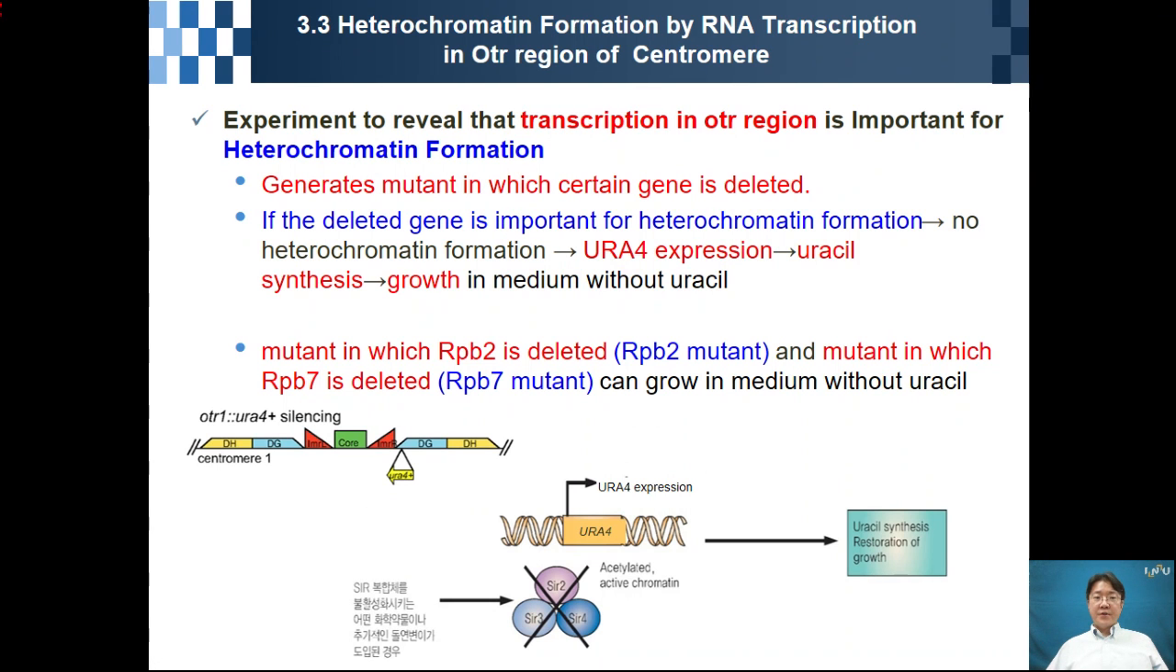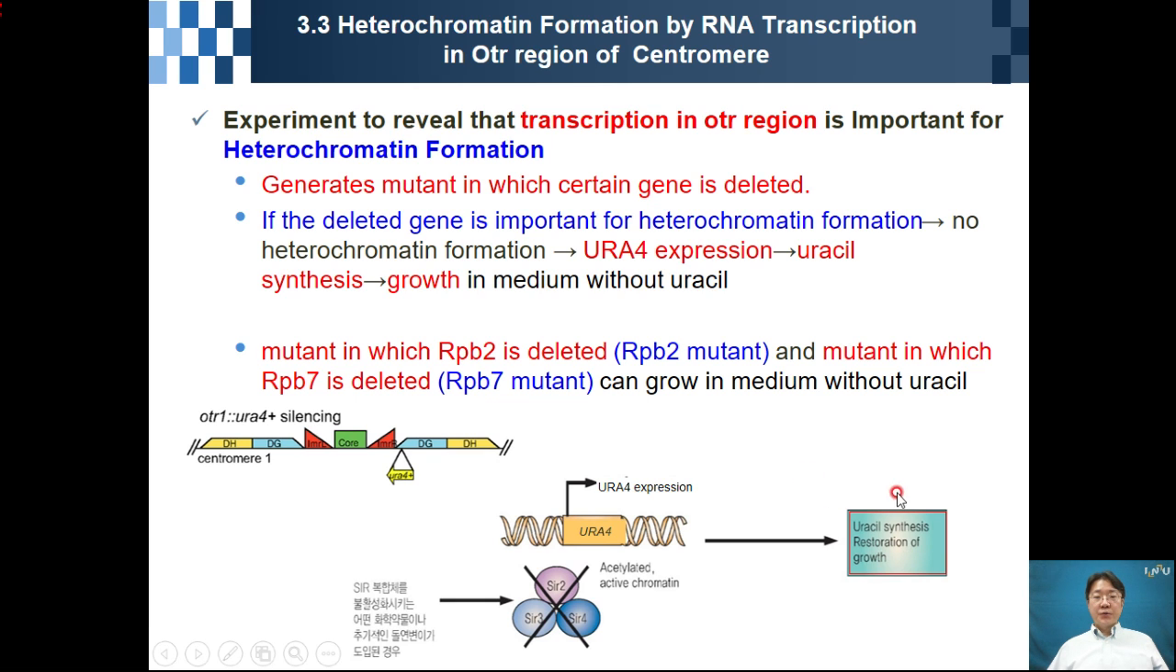We also generate mutants in which a certain gene is deleted. If the deleted gene is important for heterochromatin formation, there will be no heterochromatin formation in the OTR region. So the URA4 gene can be actively expressed, which induces uracil synthesis. It means that this mutant clone can grow in the medium without uracil.